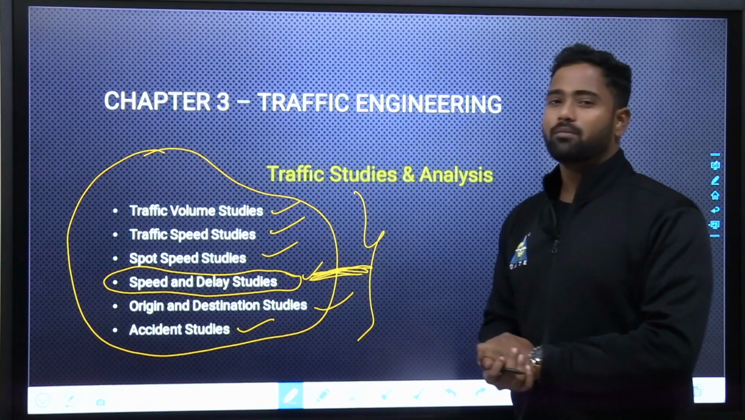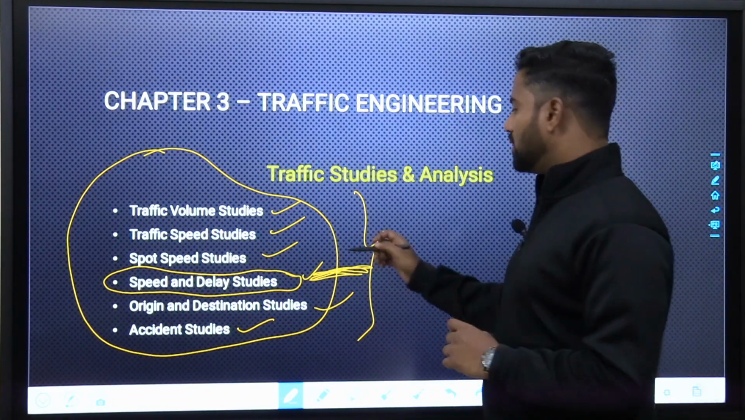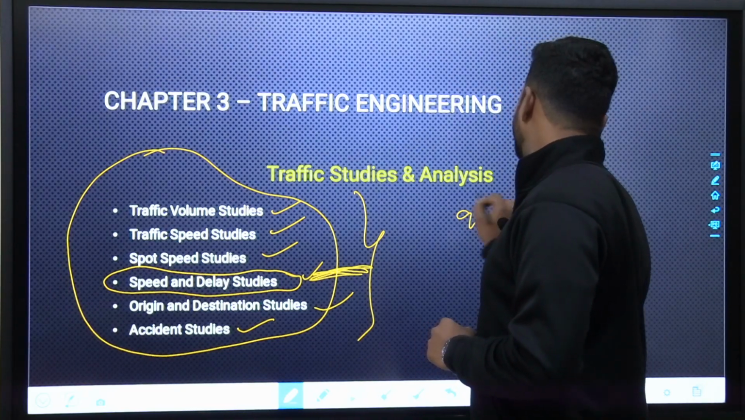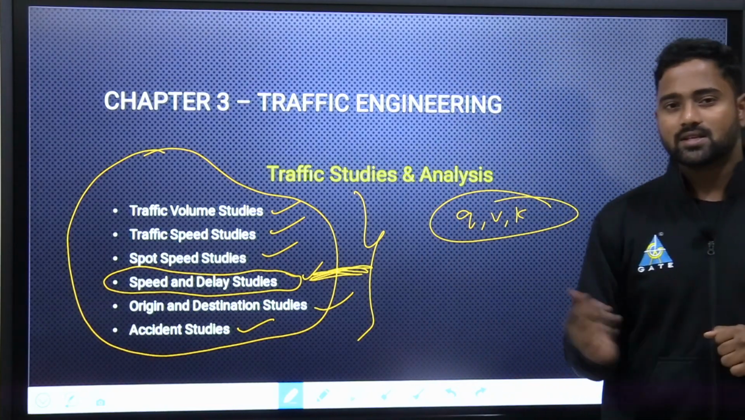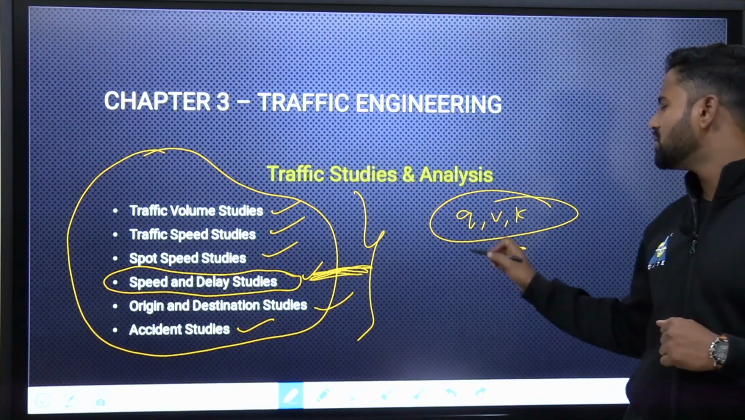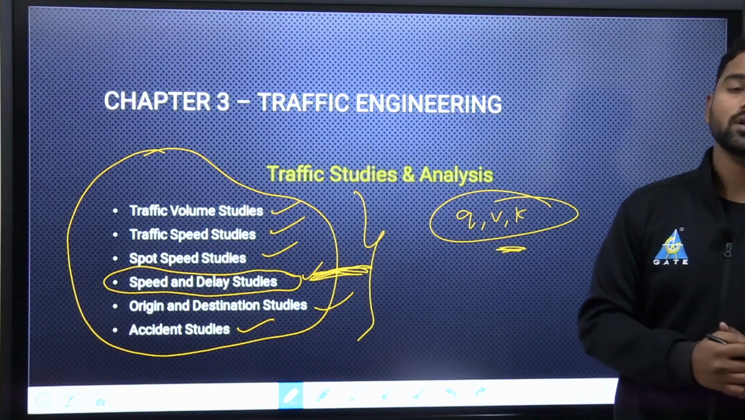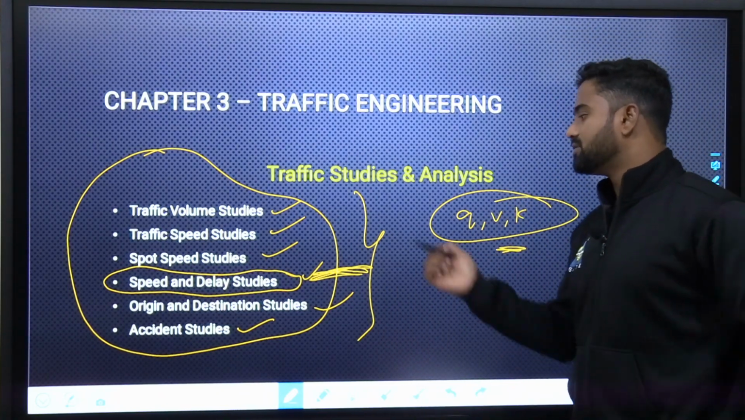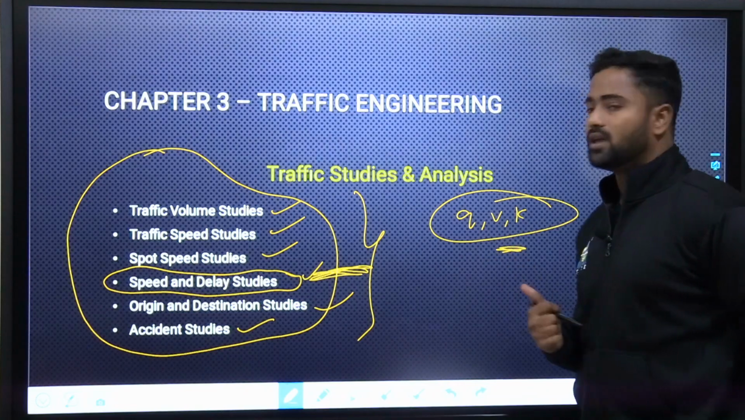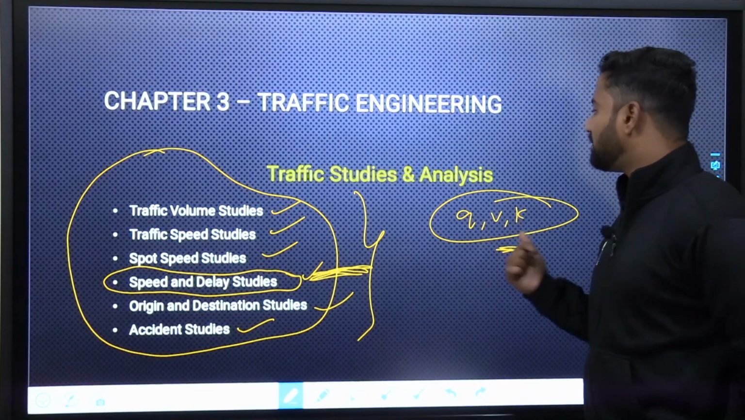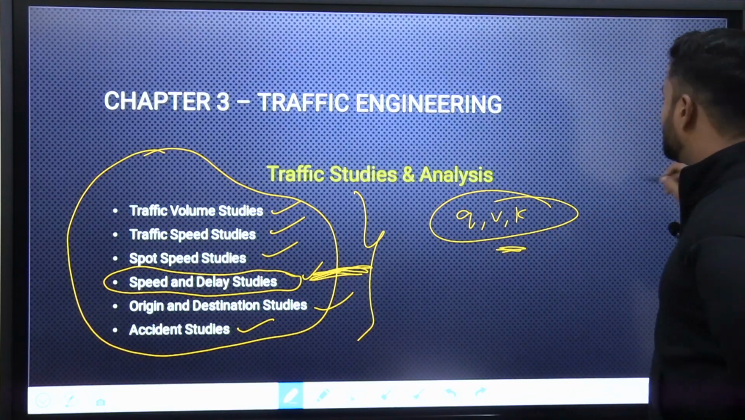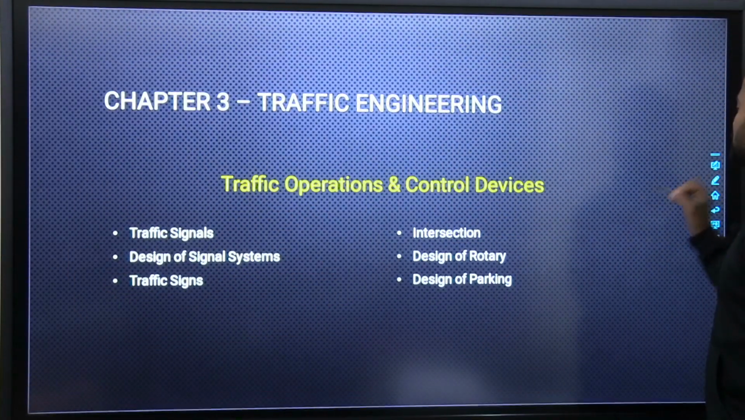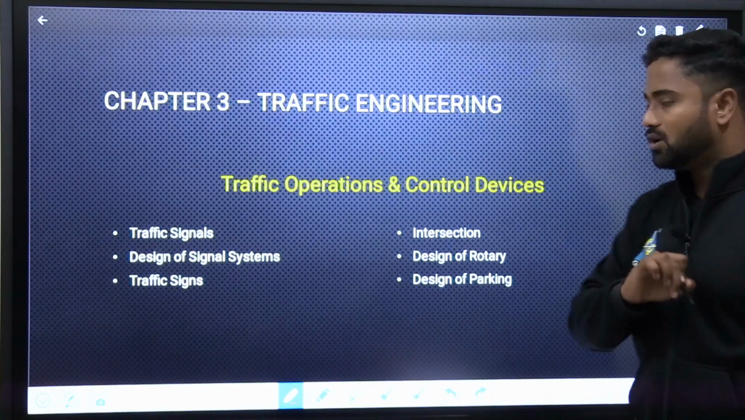And there will be relationships between Q, speed, volume and density. This is a very simple basic question. From here you can score really good marks. That is the idea. Traffic speed studies, traffic studies and analysis, Q, V, K: traffic volume, traffic speed and traffic density. That is what you will see in traffic studies and analysis, traffic engineering. Next one is traffic operations, control devices.